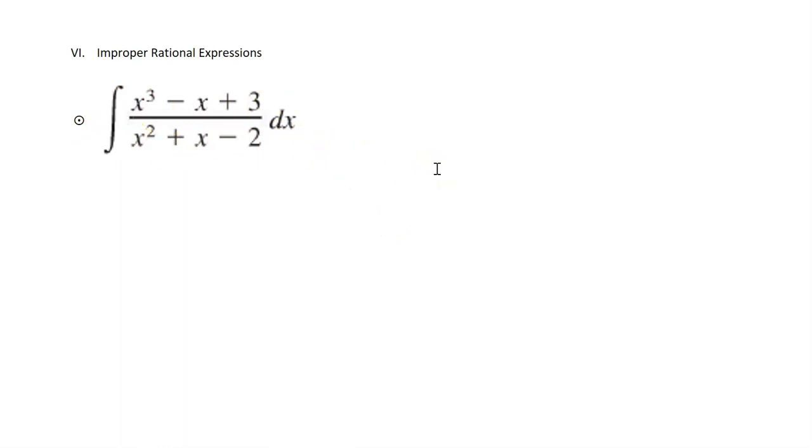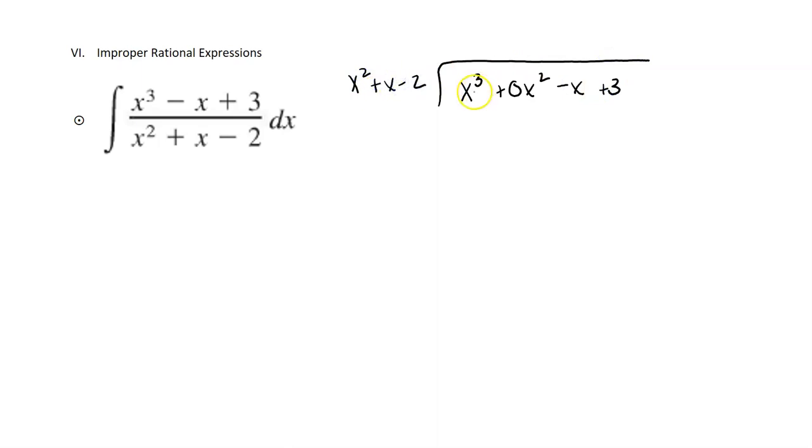So what I would want to do with one like this is start out by using long division. So I'll put x cubed, let's fill in placeholder 0x squared minus x plus 3. I'm going to divide by x squared plus x minus 2. x cubed divided by x squared is an x. When I multiply through, I get x cubed plus x squared minus 2x. I change the signs of all three of these and cancel where I can. So I get negative x squared plus x plus 3.